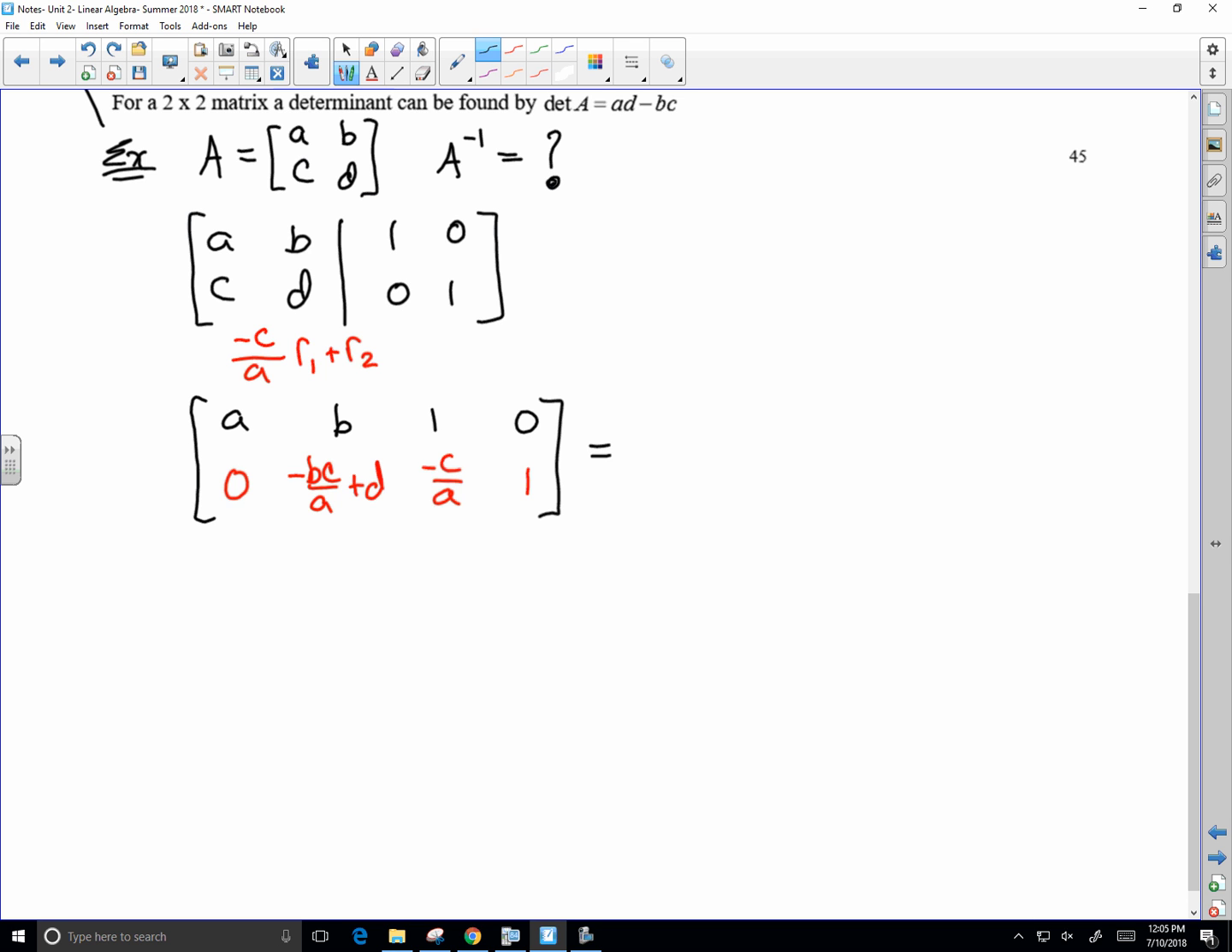All right. Maybe not nice, but a useful intermediate step would be to get yourself a common denominator. 0 is fine. This would become, multiply top and bottom of this by A, negative BC plus AD. How about AD minus BC, over A.